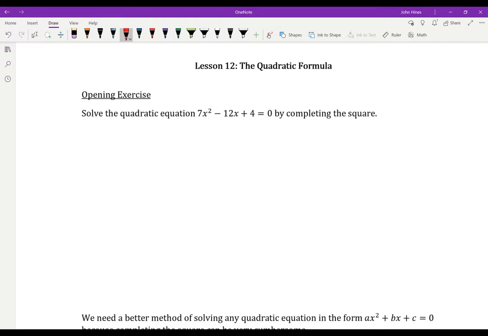Hi everybody, in lesson 12 we're going to develop our last quadratic equation solving technique called the quadratic formula. So we already have the zero product property in factoring, we have completing the square and inverse operations, and today we're going to come up with one final technique that comes from completing the square, and it's called the quadratic formula.